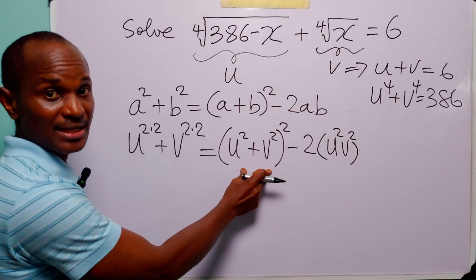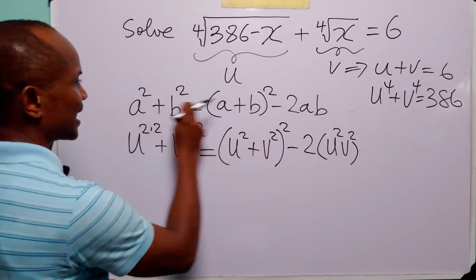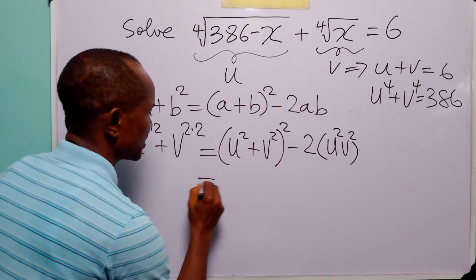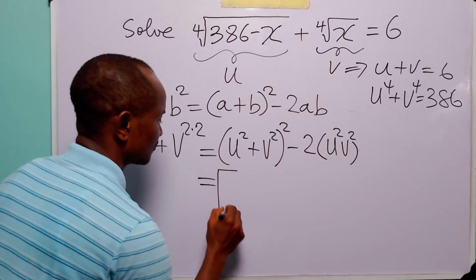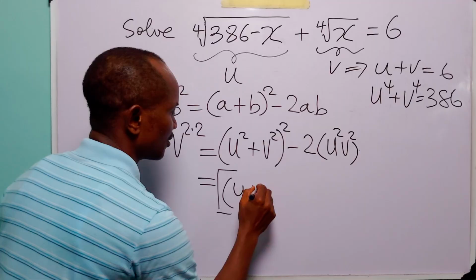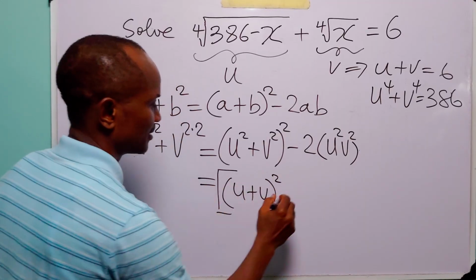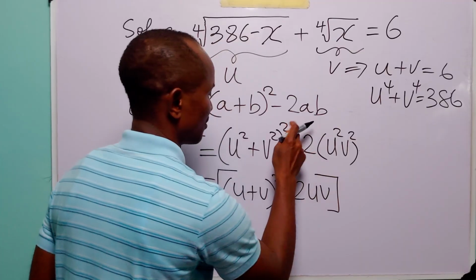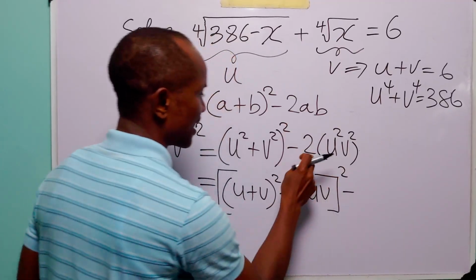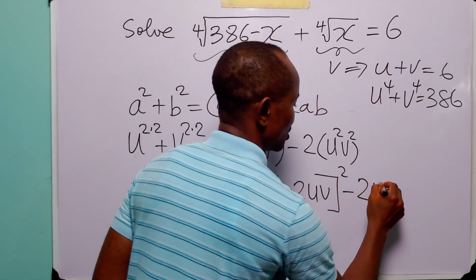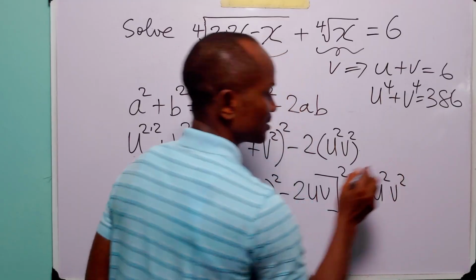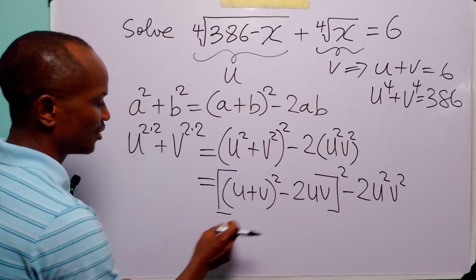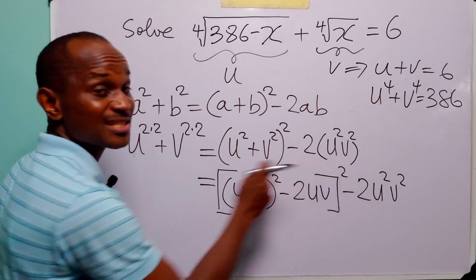But then look at this bracket. Once more, you will see something that looks like this. So we can still expand this. When we do that, we have u plus v squared minus 2uv all squared. Then we have minus 2u squared v squared. Now let us expand this. We have u plus v squared squared.